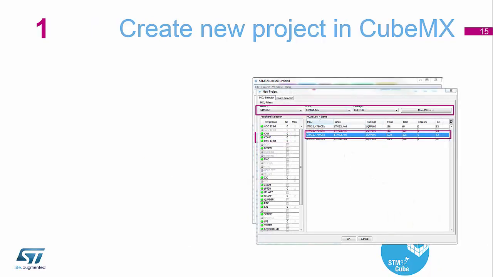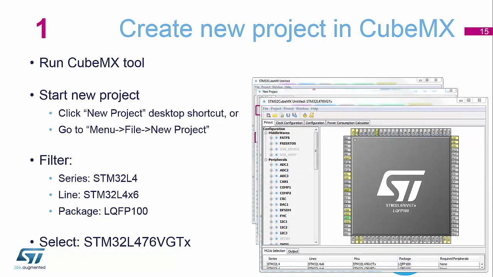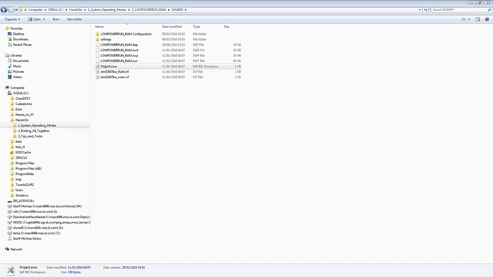So we're going to start generating our project in Cube. We're going to start from a completely empty workspace. Our first selection is to choose our target device again. So for this board, we are going to make sure we select our STM32L476VGT. So if we go into Cube now and start our project.